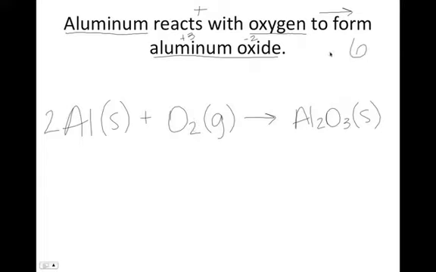So what do you have to do to 2 to get it to be a 6? Well, you got to multiply it by 3. What do you have to do to 3 to get it to be a 6? Well, you got to multiply it by 2, which then just changed my number of aluminums to 2 times 2, which is 4. So cross that guy out and make a 4. So there's your final reaction.